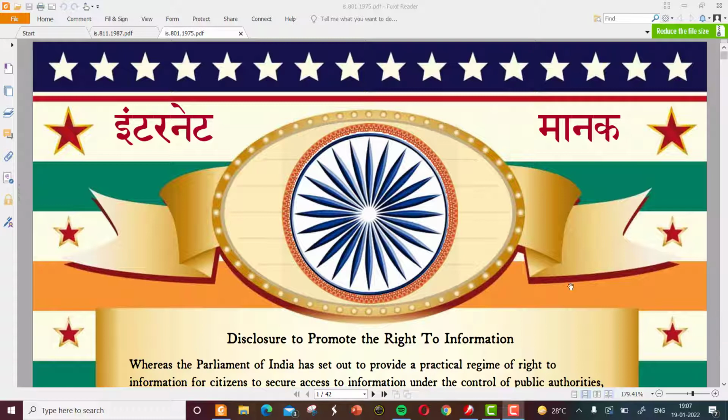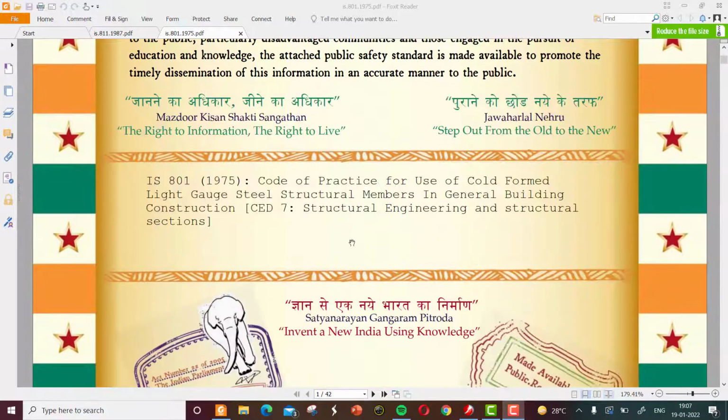To design the cold formed steel column, we have a different Indian standard code. We're not designing with the IS 800. This is IS 801, which is for designing the column steel. So I will scroll the PDF. The title of the IS code is Code of Practice for use of cold formed light gauge structural steel members in general building construction.